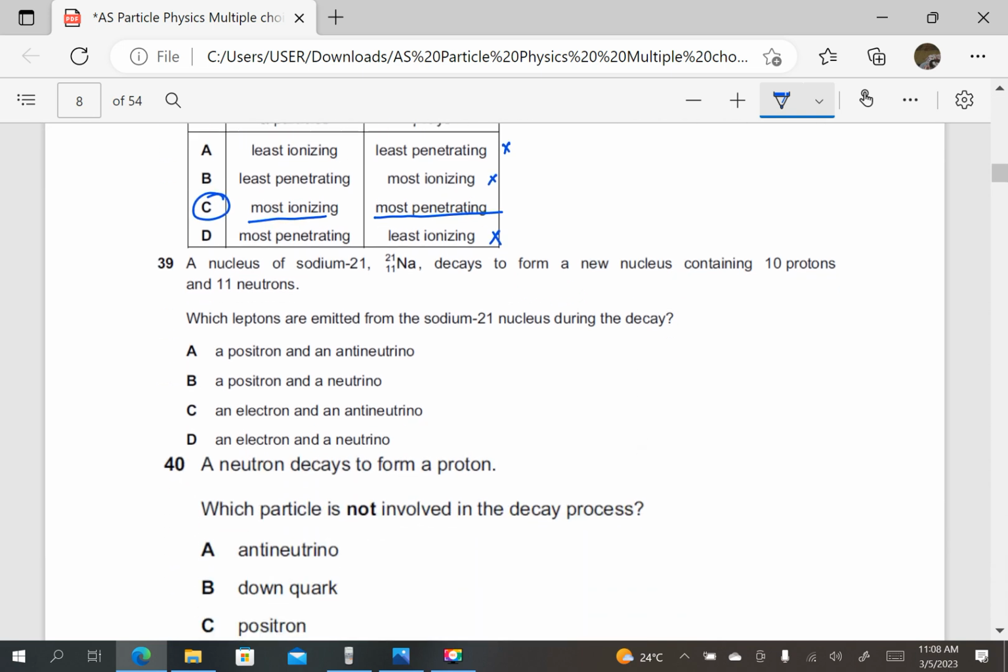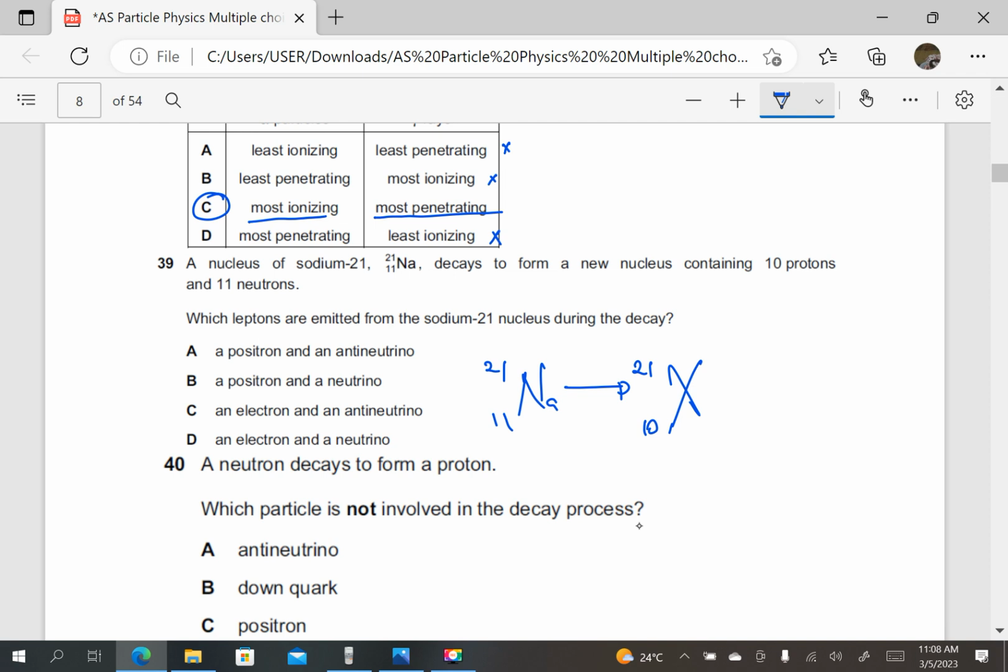A nucleus of sodium decays to form a new nucleus containing 10 protons and 11 neutrons. Which leptons are emitted from the sodium nucleus during the decay? So sodium 21, 11 is giving us a new nucleus which contains 10 protons and 11 neutrons. So 10 plus 11, that is 21.